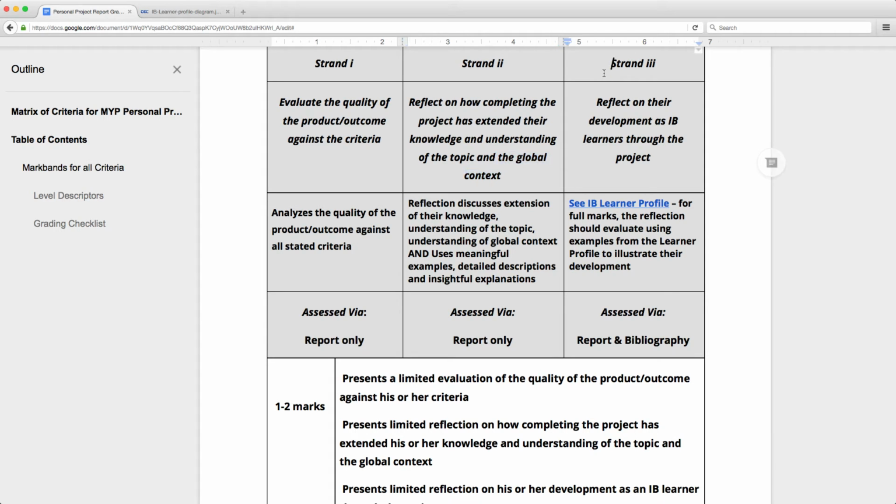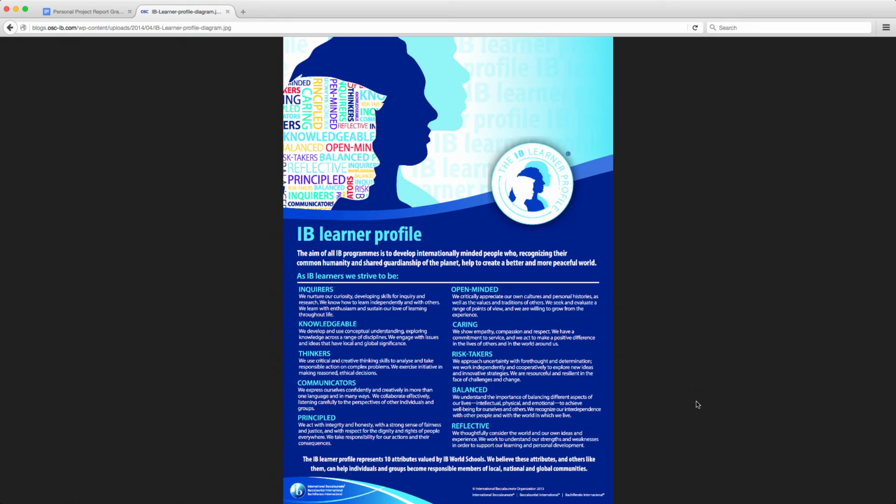The third strand is to reflect on your development as an IB learner throughout the project. Now, you may not have been at an IB MYP school your entire MYP career from grades 6 through 10. If you were at ASF the whole time, then you were, and hopefully you've seen some of these words before. If you haven't, I've put a link on Moodle to this document right here, this image, which is the IB learner profile. You should talk about how you were able to demonstrate these skills through your project.